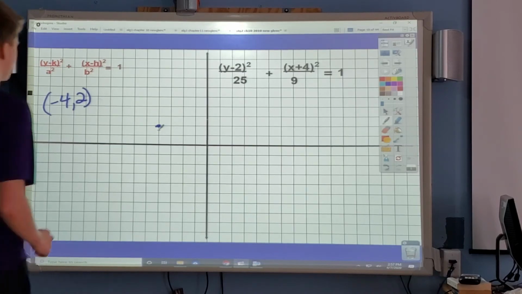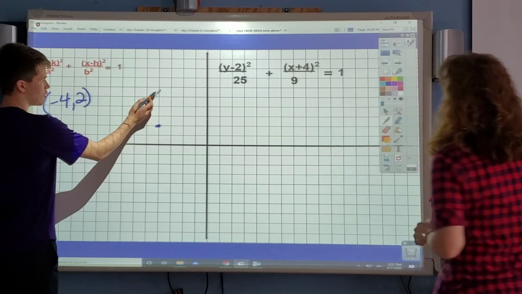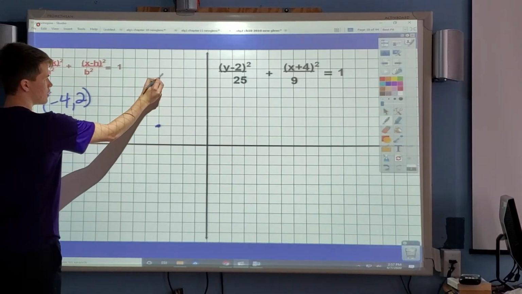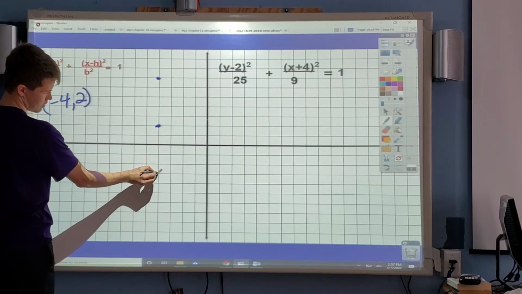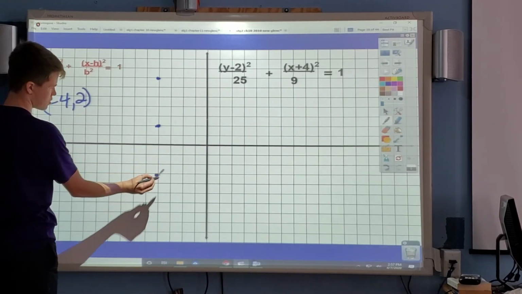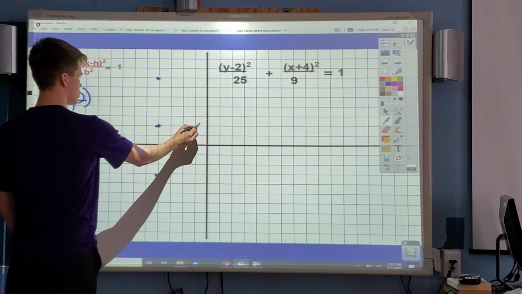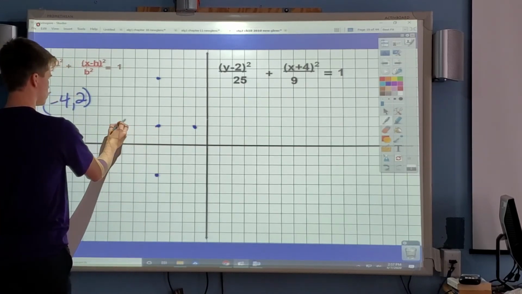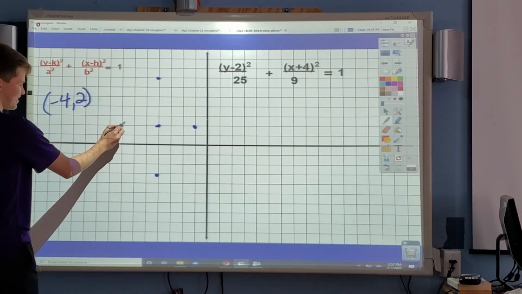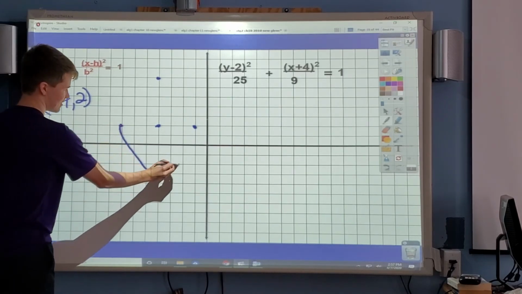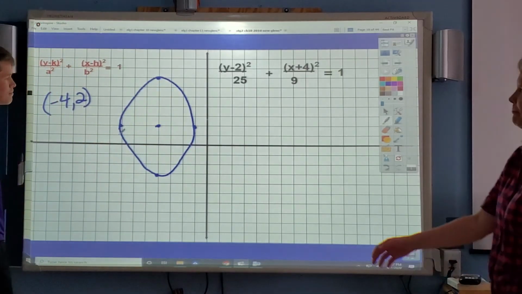Okay, I'll talk you through it. 5 up and down, right? Okay, up and down is 5. 1, 2, 3, 4, 5. And then right and left, 3. 1, 2, 3. Now draw your ellipse. Here we go. Okay, pretty good. Not bad. Good job. Thank you, Jamie.